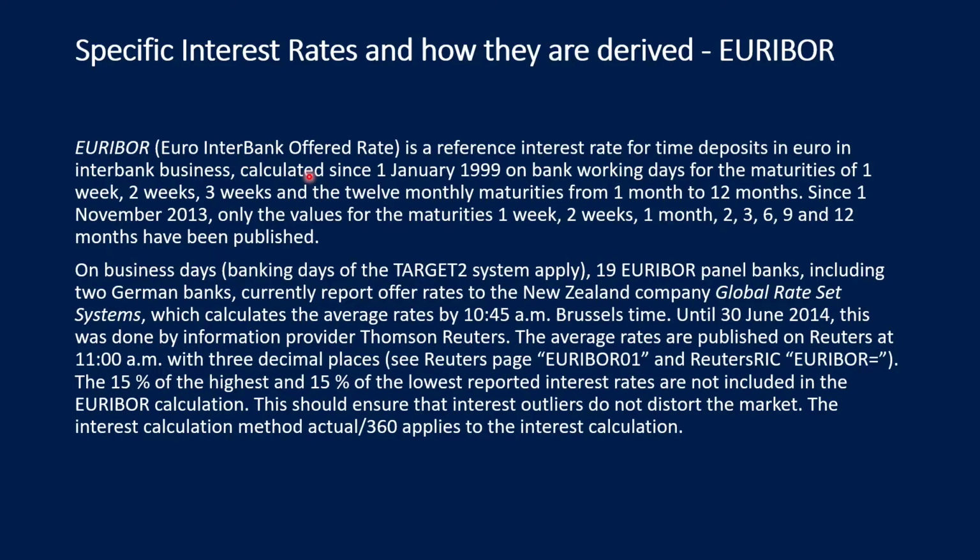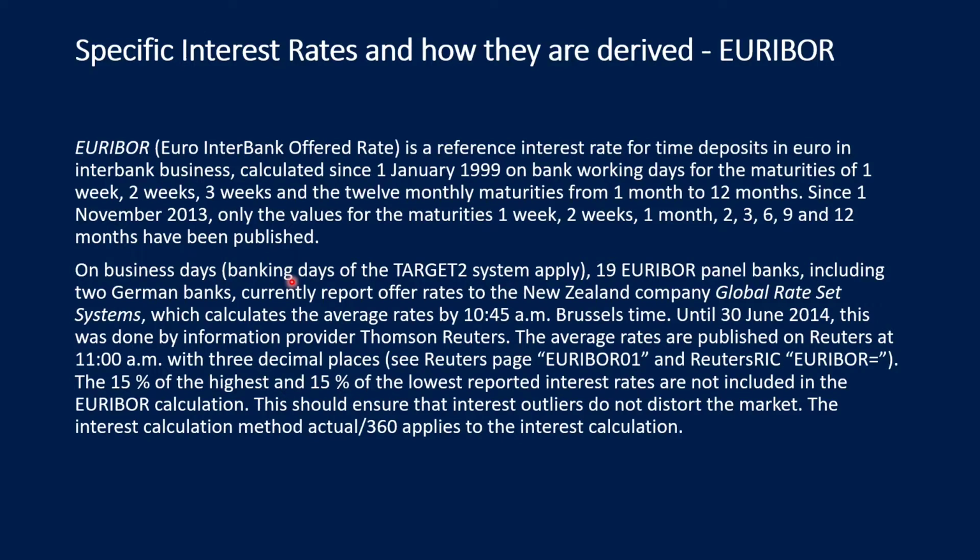Since 1st November 2013, only the values of the maturities 1 week, 2 weeks, 1 month, 2, 3, 6, 9, and 12 months have been published. On business days, banking days of the Target 2 system apply here.